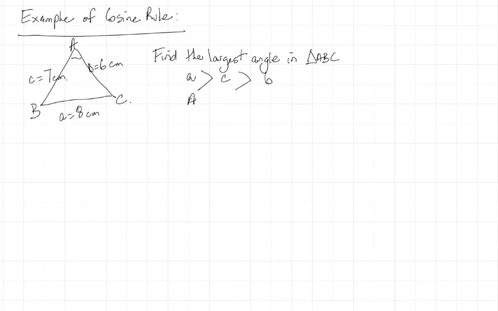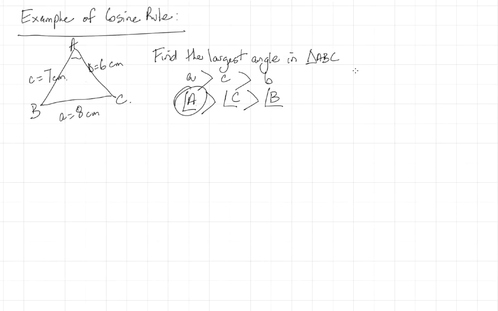Because of that, the angles are in the same order. So angle A is going to be bigger than angle C, which will be bigger than angle B. Now, because A is bigger than C and C is bigger than B, then A must be bigger than B as well, obviously. So angle A is our angle we've got to find. It'll be the largest angle.